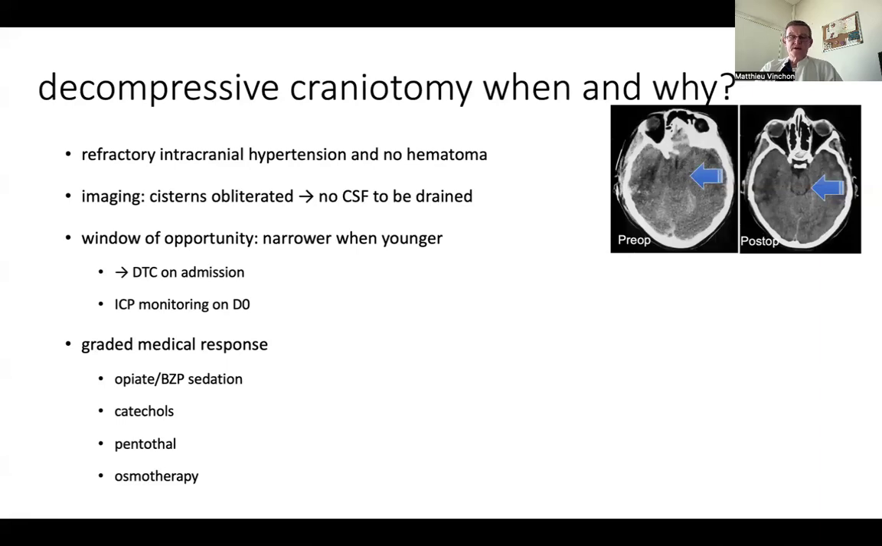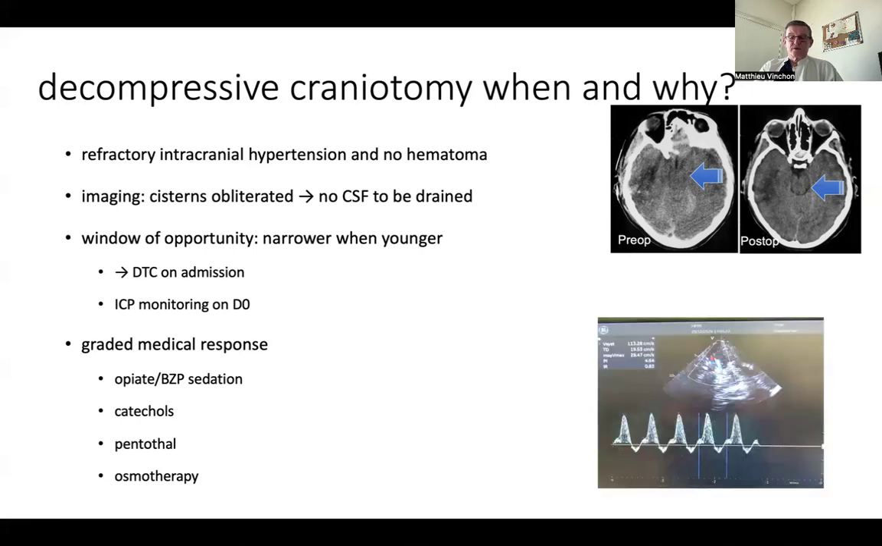And when we manage this patient in ICU, it's important to insert the ICP monitoring on day 0 of trauma, as soon as possible. And here you see the Doppler, which shows a very severe decrease of the diastolic pressure. Here you see that there is even a reverse flow. That means it is especially emergent to decompress.